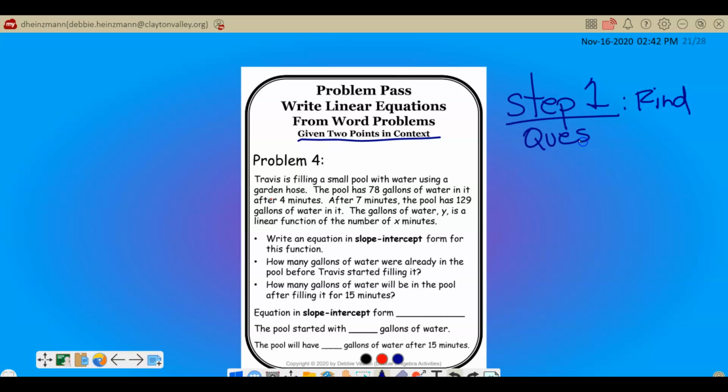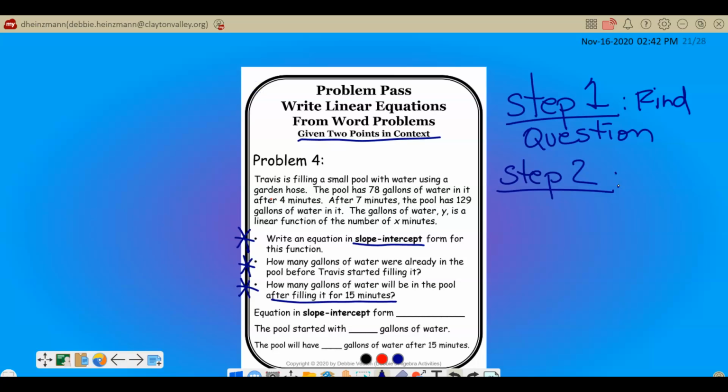Well, in this problem, they're making it really easy. They're telling us, in this problem set that we've been working with, what the questions are. So they ask us to do 3 things. They want an equation in slope-intercept form. They want to know how many gallons of water were already in the pool. And then they ask an extension question, where they ask a different question. How many gallons of water will be in the pool after filling it for 15 minutes? So let's go on to step 2.